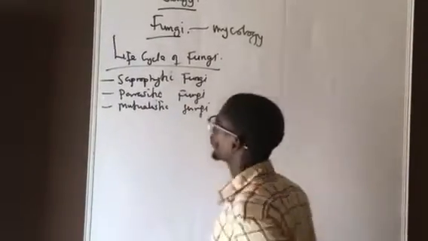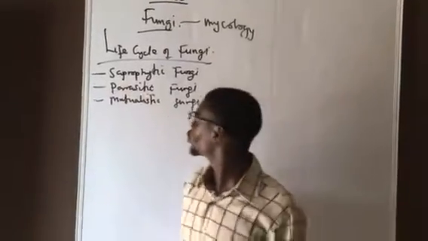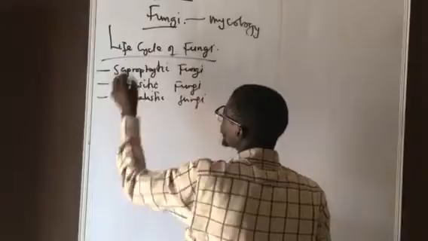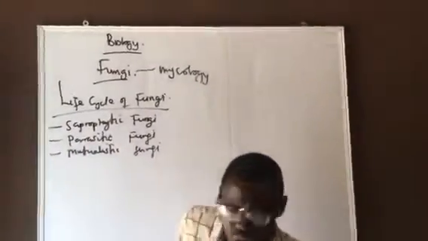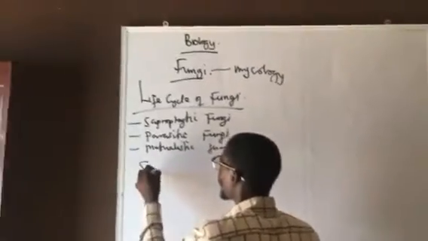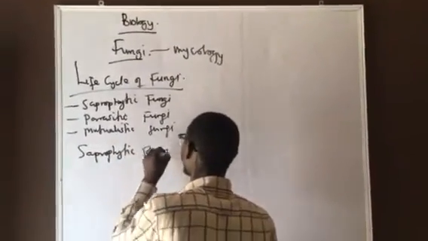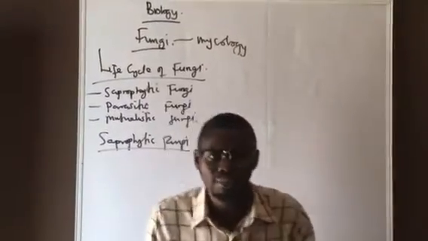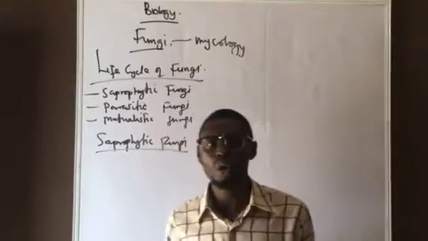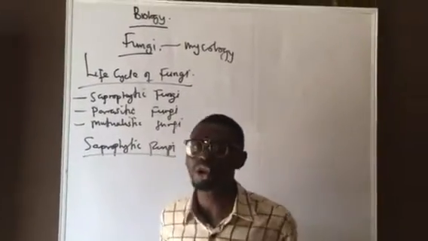So when you talk about the life cycle of fungi, we are going to talk about the classification based on nutrition. So we are going to talk about what saprophytic fungi is and what parasitic fungi is. When you talk about saprophytic fungi, these are the kinds of fungi that feed on dead or decaying organic matter, non-living tissues.